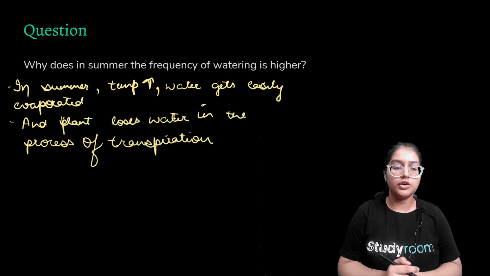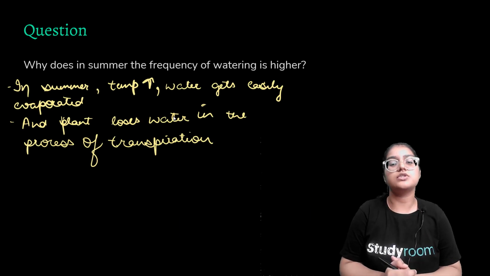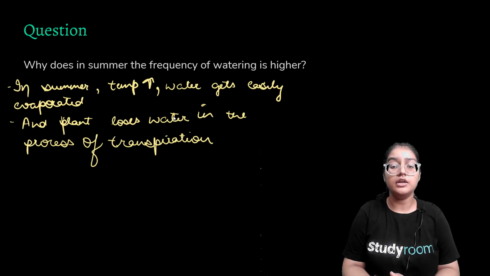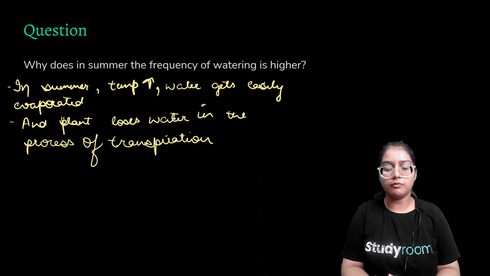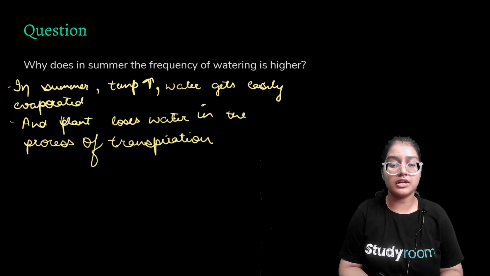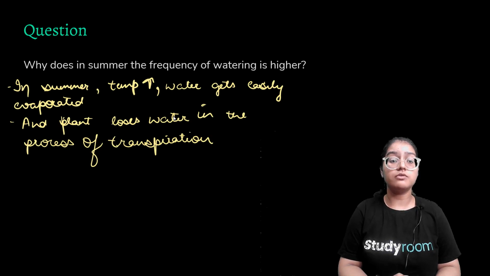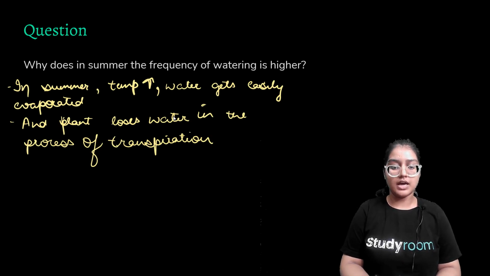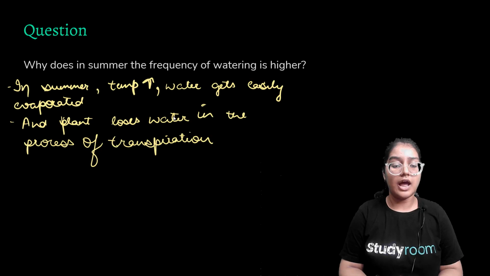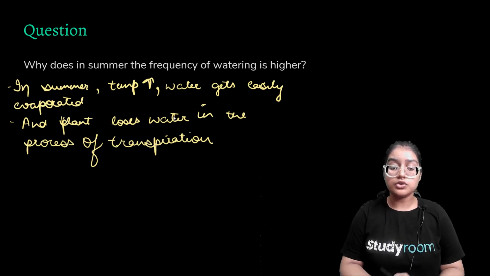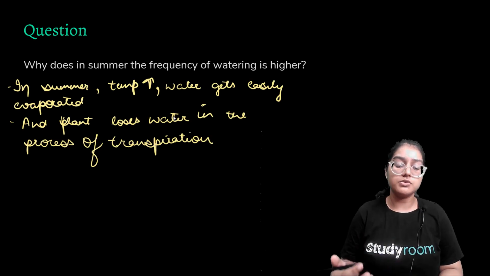Now comes the question, why in summer is the frequency of water higher? So in winter we don't give water at that much requirement, but in summer we give water at a much higher pace. So why? In summer temperature rises. We all know there is a high degree of temperature in summer. So water gets easily evaporated from the surface of the leaves or the various surfaces of the plant. Also, the plant loses water through the process of transpiration.